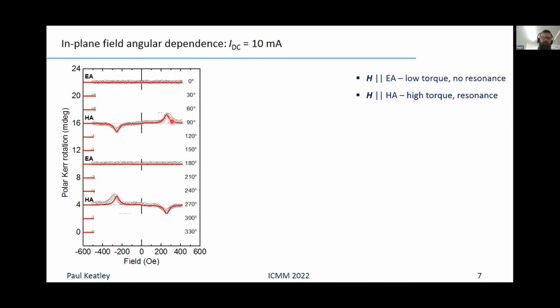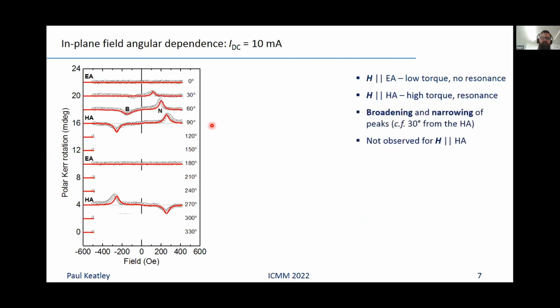If we go to the hard axis, then we see some nice resonance peaks, and they're actually quite similar in line width and amplitude. And this is the high torque condition because the spin polarization and Ørsted field are now perpendicular to the magnetization. And then what's interesting is as you go slightly away from the hard axis, maybe 30 degrees, there's a marked broadening and narrowing of the FMR line widths and an associated reduction and enhancement of the amplitude of the resonance.